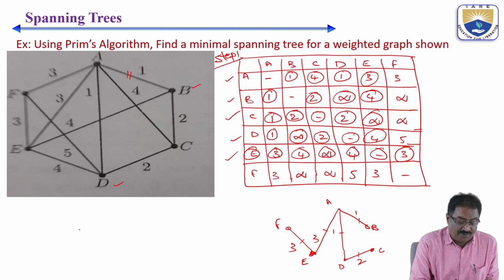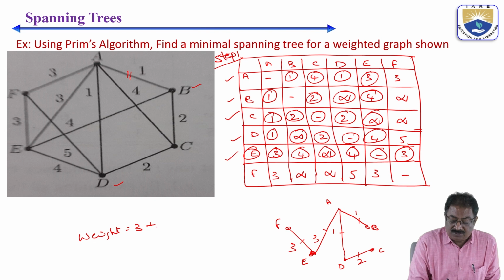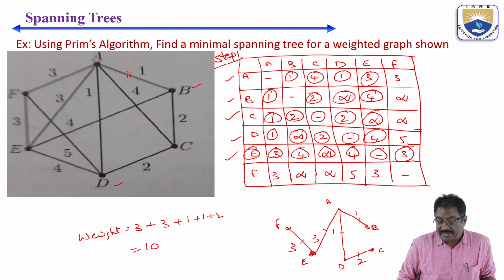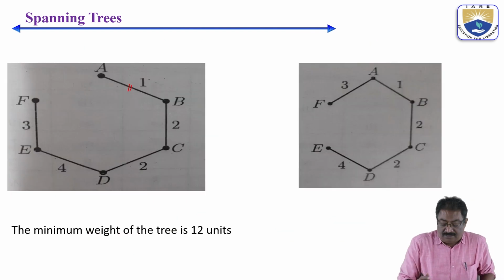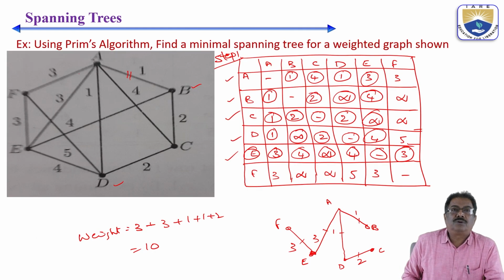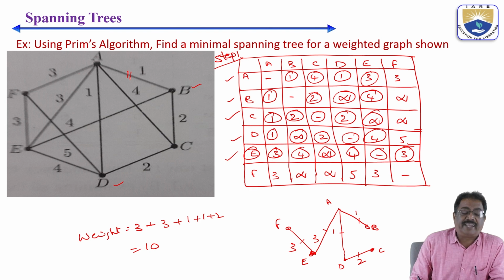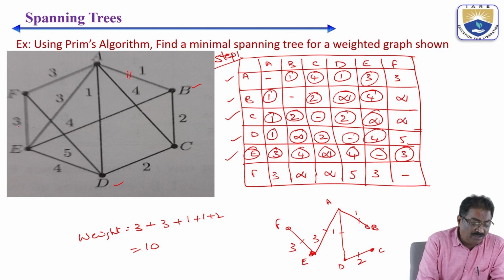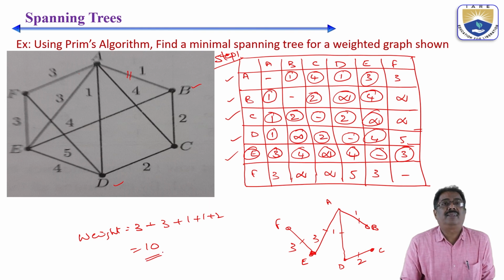So 5 edges. So what is the weight of this? The weight of this is 3 plus 3 plus 1 plus 1 plus 2. So it is 6, 7, 8, 9, 10. So 10 is the weight of the spanning tree. Or in this way we can consider. So once again, how many edges? 1, 2, 3, 4, 5 edges. 1, 2, 3, 4, 5, 6 vertices. Okay. So I am having another weighted tree.